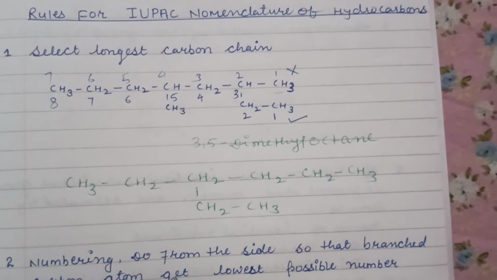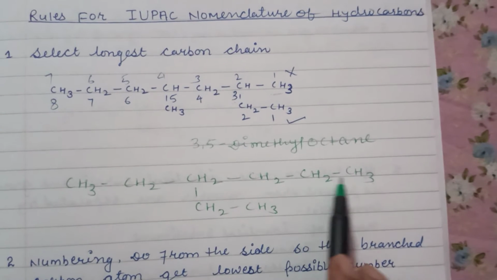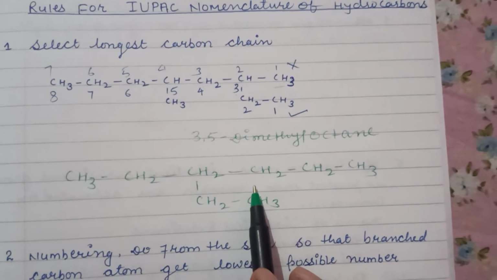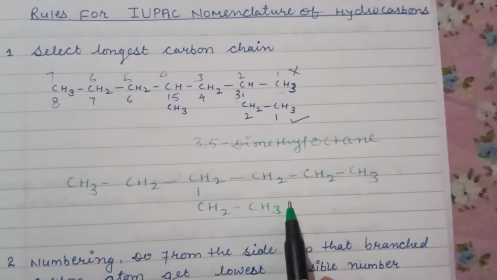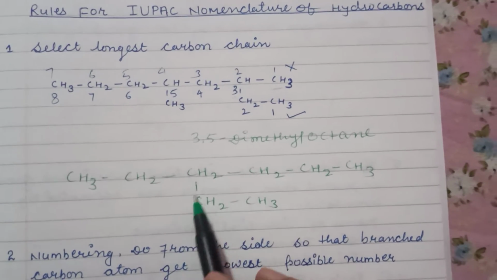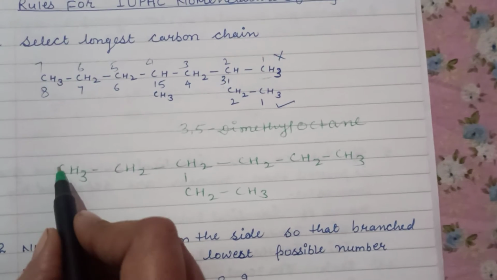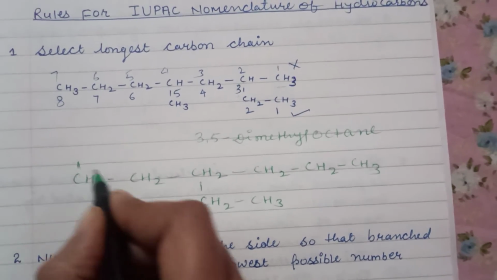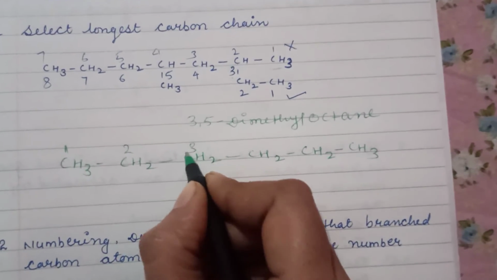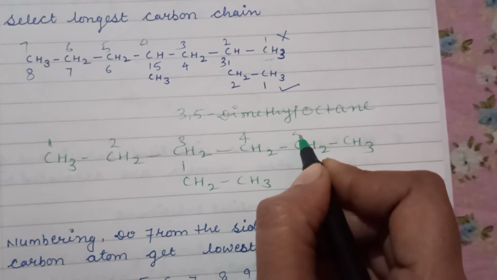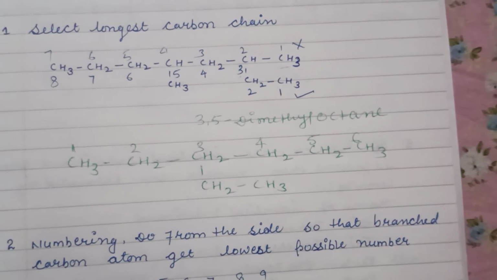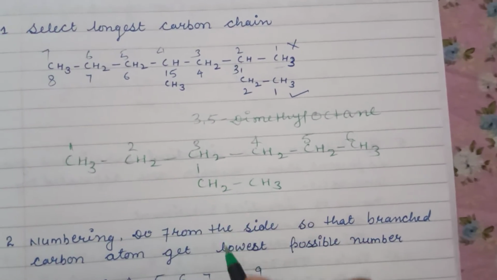So which direction you will choose? You will choose this one direction. But numbering will start from which side? Where this substituent group will get lesser number. So we will select this one side. 1 2 3 4 5 6. Okay, so this will be the direction.